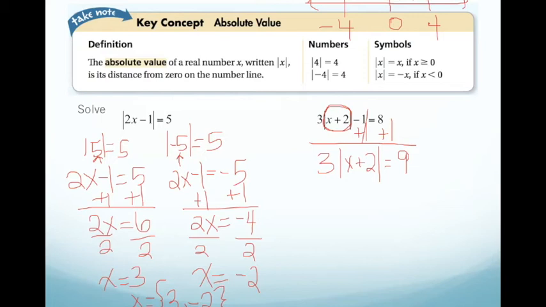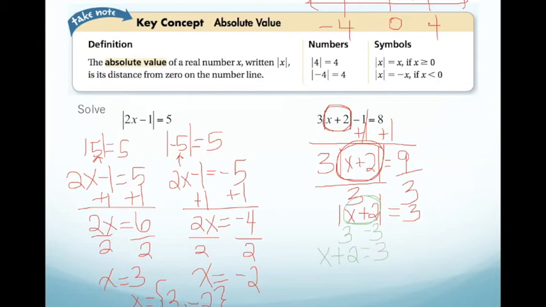Still isolating the whole absolute value, so in order to isolate that, I need to divide by 3. If I divide both sides by 3, now I have the absolute value of x plus 2 completely isolated, and I know that it has to be 3. So what does the inside of the absolute value have to be? Well, the inside of the absolute value has to be either 3 or negative 3. So we have that x plus 2 equals 3, or x plus 2 equals negative 3.